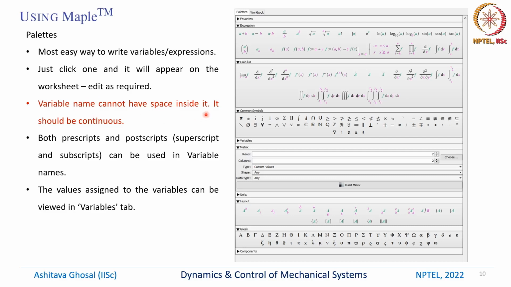Variable names cannot have spaces in them. This is something which, once you start using it, you will find.